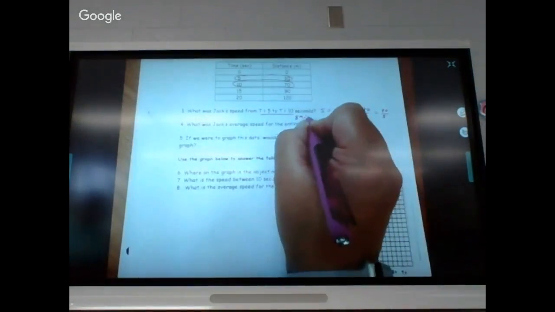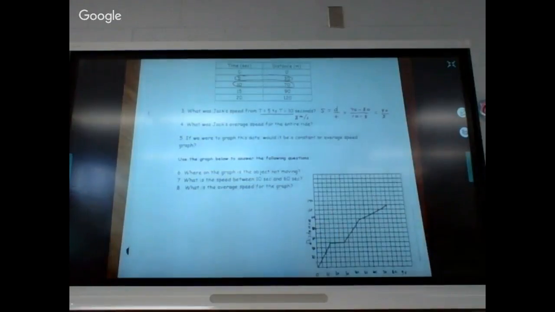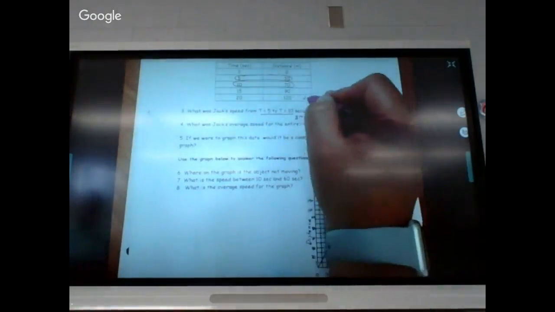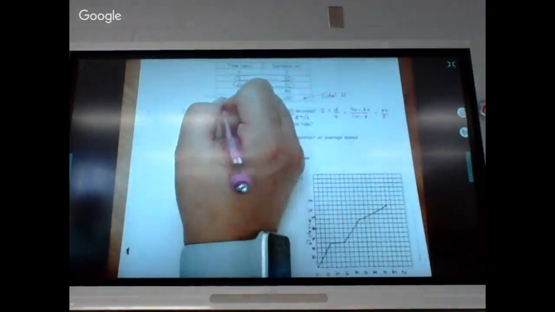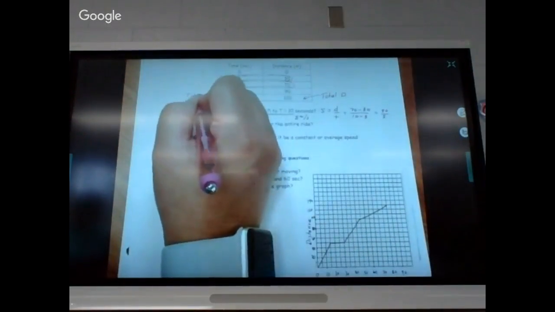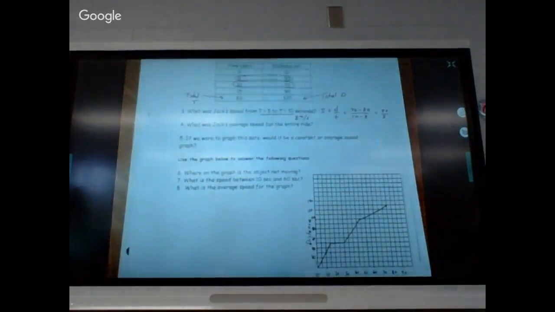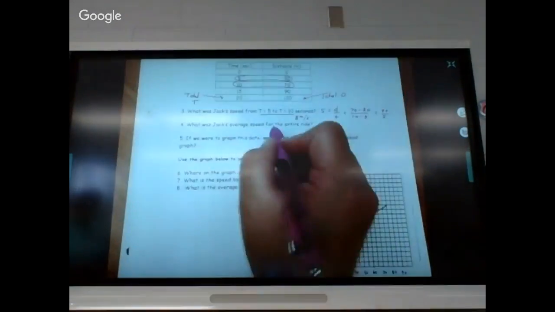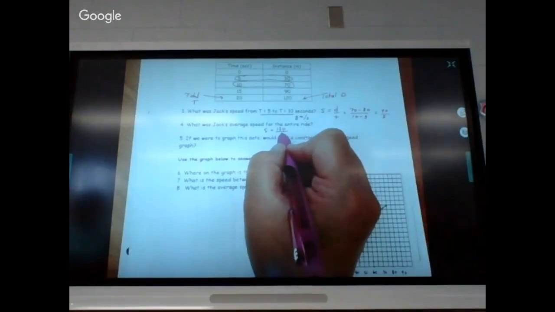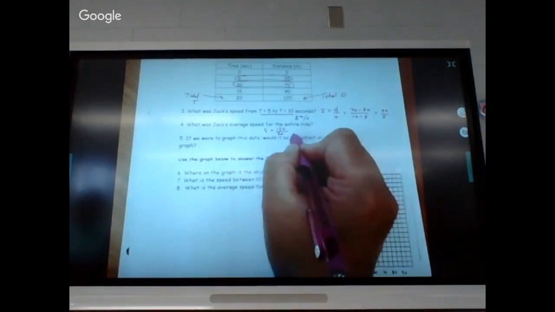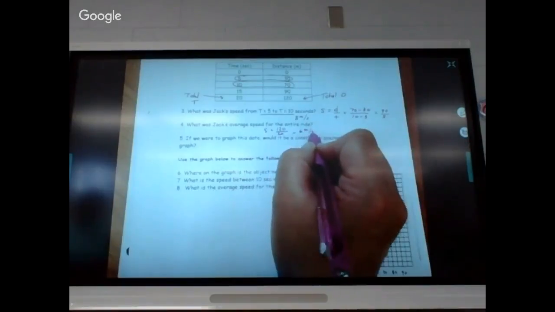8 meters per second. Now, for number 4, how do you find average speed? This here is total distance. This is total time. So what's the total distance he went? 120. The total time it took him, 20. So that was 6 meters per second.